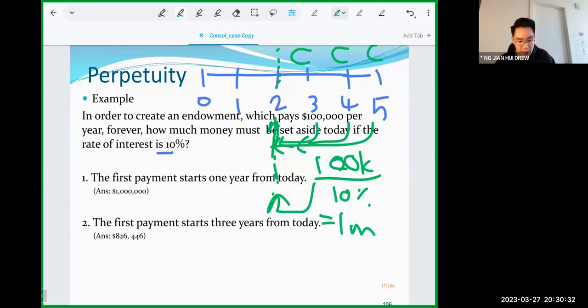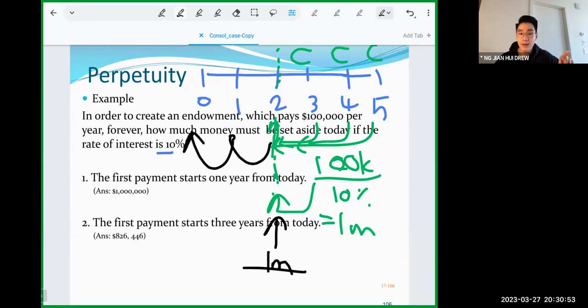So this 1 million, what must you do? This 1 million here must now be discounted back using the PV formula, right? And how do you do that? We need to do the bunny hop, right? How many times do you hop back? 1, 2. So you need to hop back twice, right, to year 0. Why do you want to hop back to year 0? Because the question is asking you how much must you set aside today, not how much must you set aside in 2 years' time.